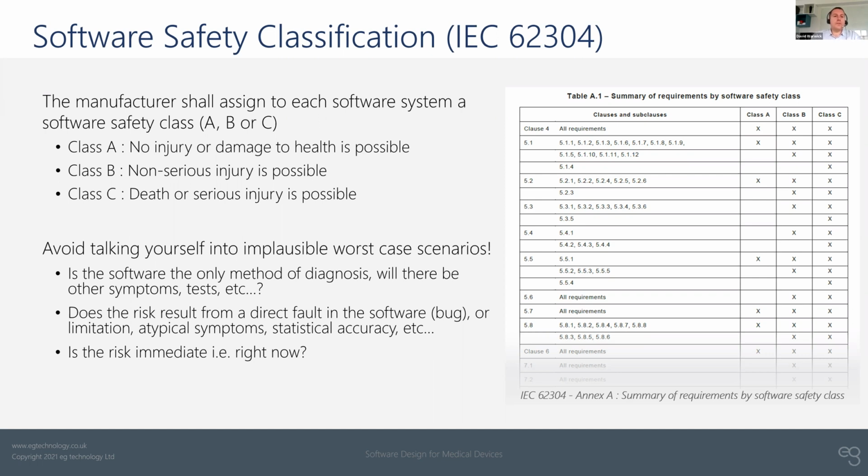And so for something like class C, the highest level of designation, it can be a little bit easy to talk yourself into that, but I would really encourage you to think about, is the risk immediate? Is it life-threatening? Is it right now? Or if it's further down the line, what other steps are there in the clinical process that means actually the software is only class B? There are other follow-up activities that need to be done before the patient will suffer a serious consequence.